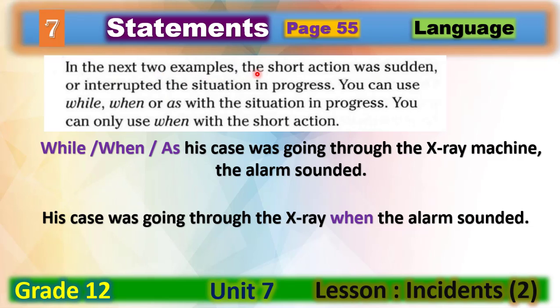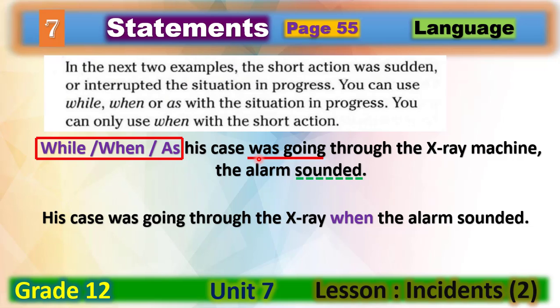In the next two examples, the short action was sudden or interrupted the situation in progress. You can use while, when, or as with the situation in progress. You can only use when with the short action. Let's study the two examples here. While, when, or as at the beginning of the sentence, and the tense after them is was going. This is past progressive or past continuous. Then the second sentence will be in the past simple.